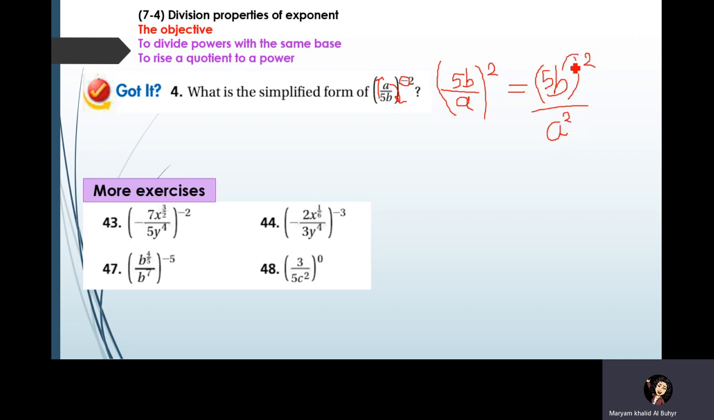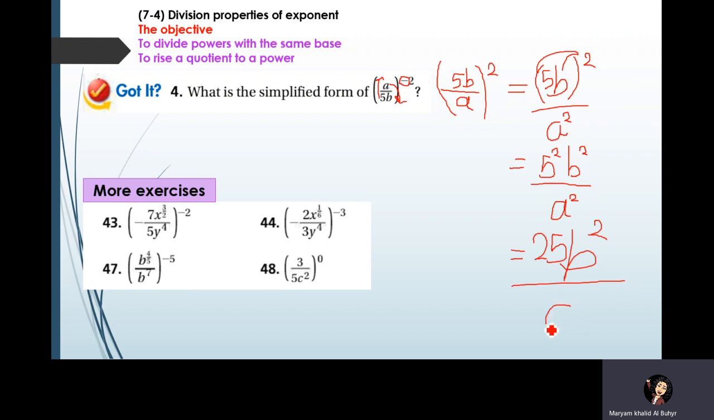Do your calculation for this one. Distribute the power. So that will be 5 to the power 2, b to the power 2 over a to the power 2. You know what 5 to the power 2 is, which is 25. B to the power 2 over a to the power 2.